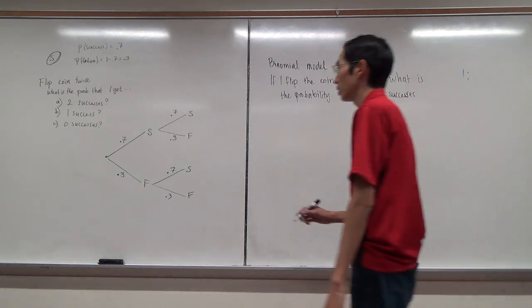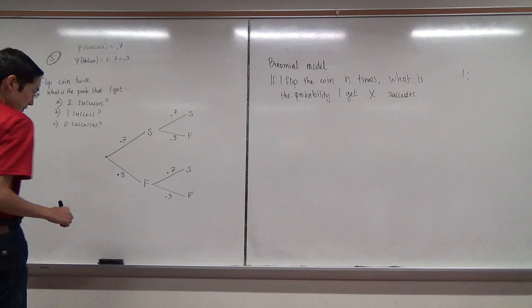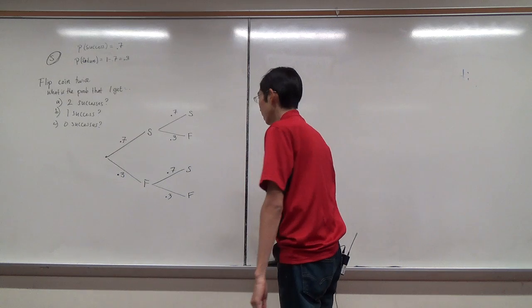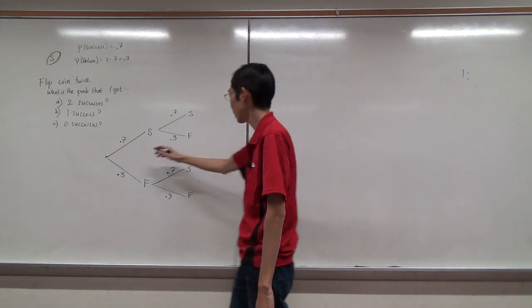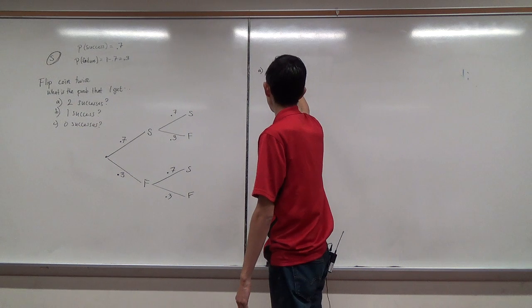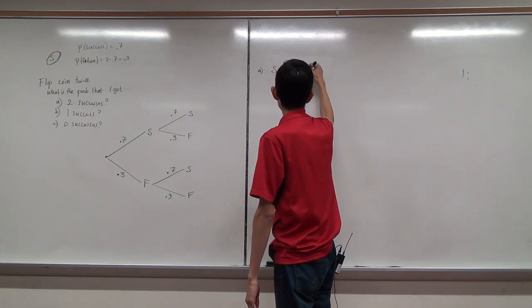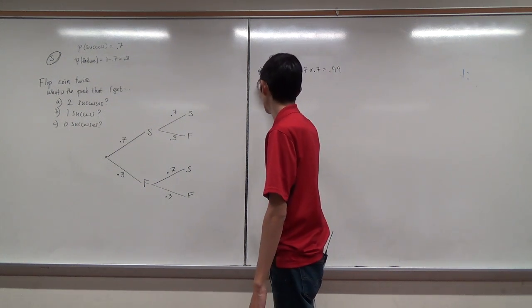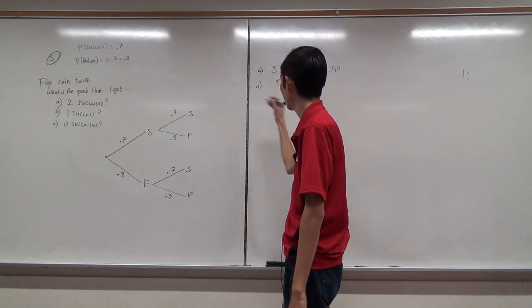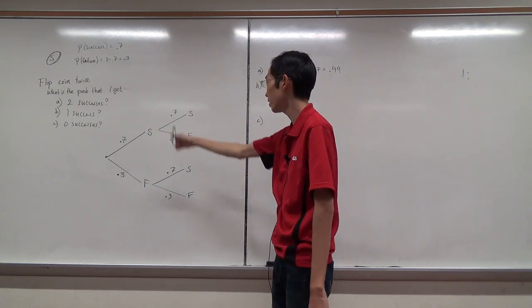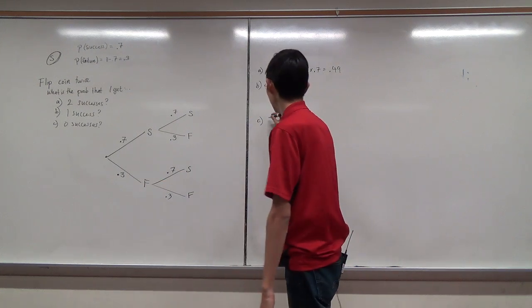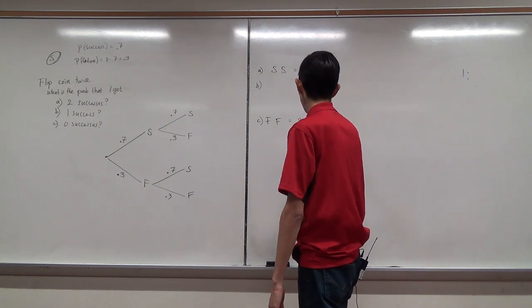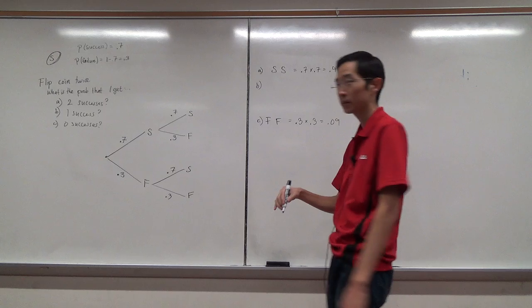Okay? So what is the probability of getting 2 successes? I would have to get success on the first one, success on the second one. So that would be 0.7 times 0.7, 0.49. Part A. And then let's just skip down to part C. 0 successes would mean I would have to get failure and then failure. So that would be 0.3 times 0.3, 0.09.